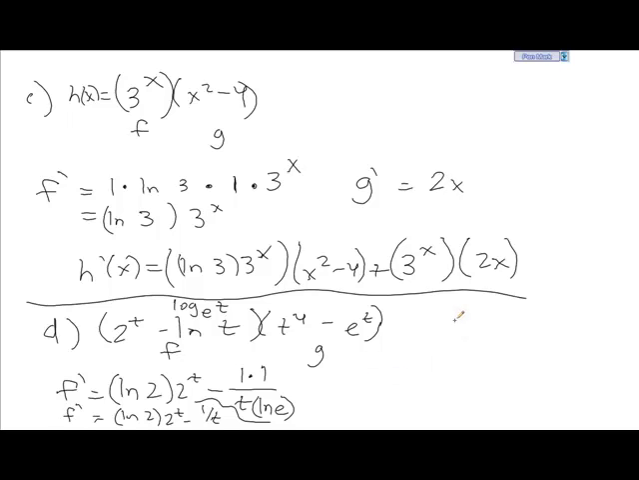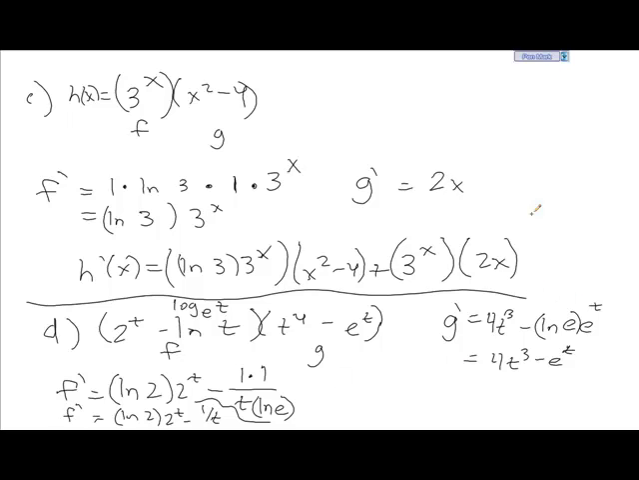So g prime, on the other hand, we can use the power rule on t to the 4th to give us 4t cubed minus the derivative of e to the t. Well, that's exponential. The derivative of t is 1. The exponent is 1, so we don't really need to include those elements. So we just get natural log of e times e to the t. Well, natural log of e is 1, so we get 4t cubed minus e to the t.